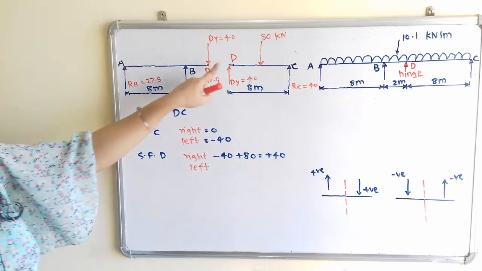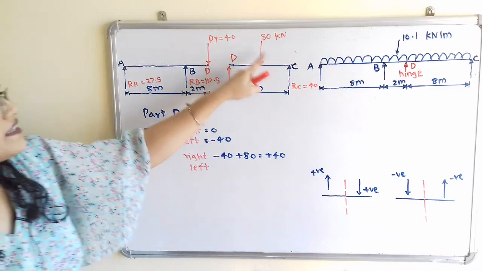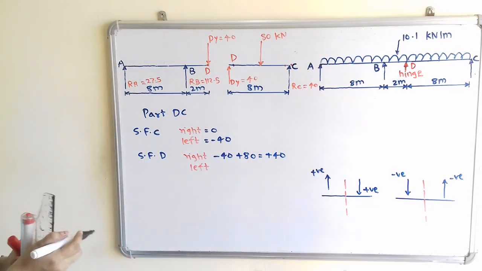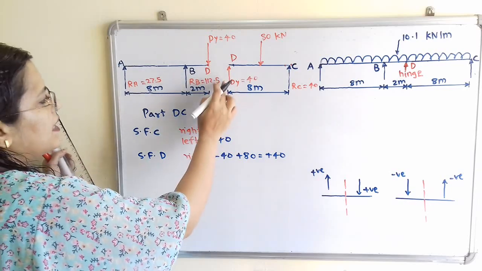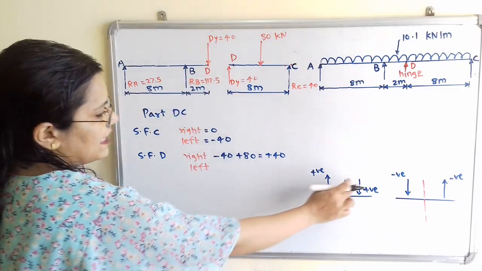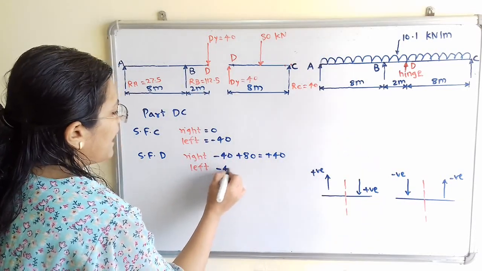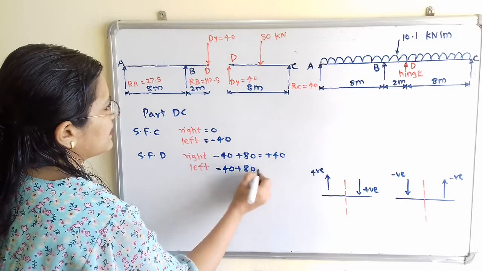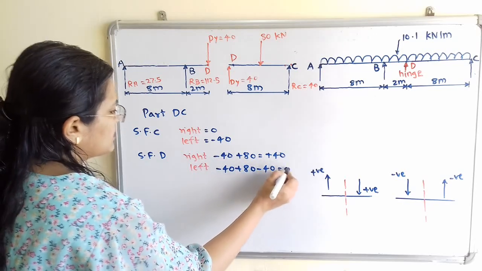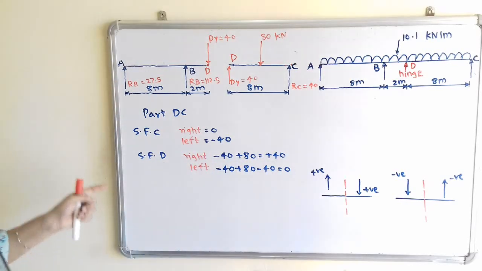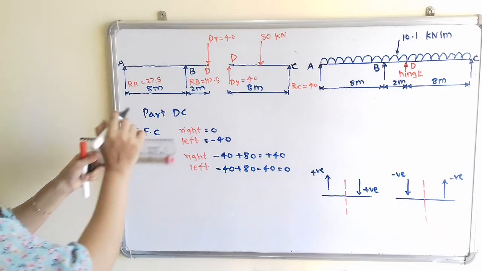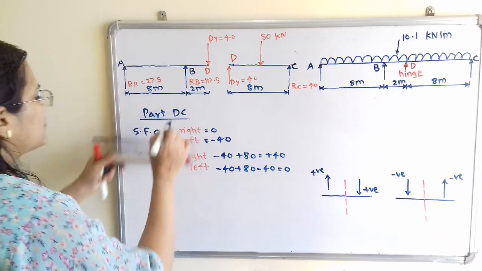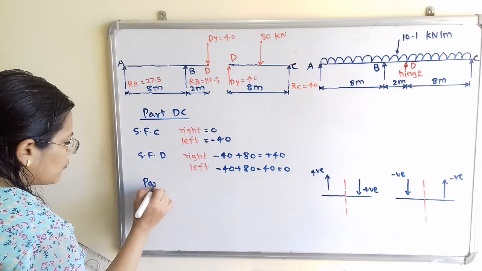Now on left hand side of D there are three types of loads. So we will use here on left hand side this force is in upward direction. So use negative sign, minus 40 plus 80 minus 40, that is equal to 0. Now we will move to the part ABD, that is the first part. So we have to mention here.